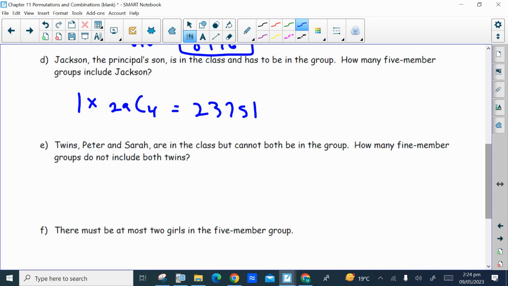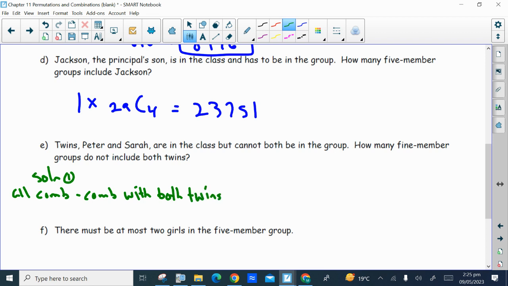Twins Peter and Sarah are in the class but cannot both be in the group. How many 5-member groups do not include both twins? So there's a couple different ways that this can be done. Here's one way to do it. We'll call this solution 1. And that would be to take all combinations minus the combinations with both twins.